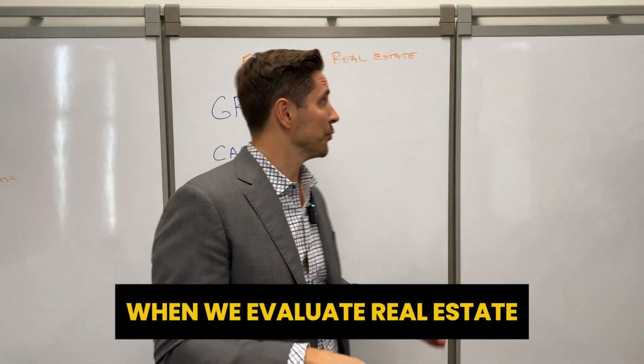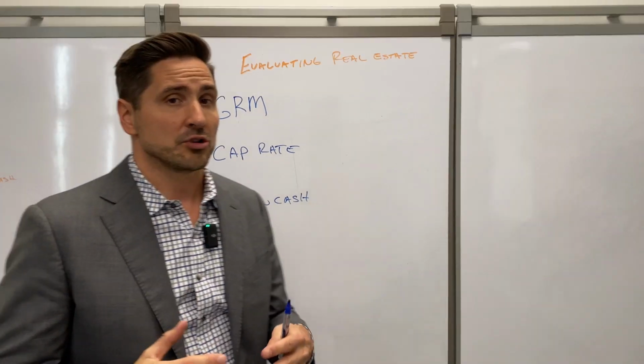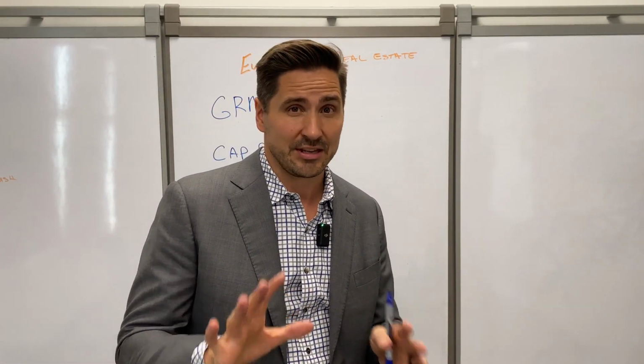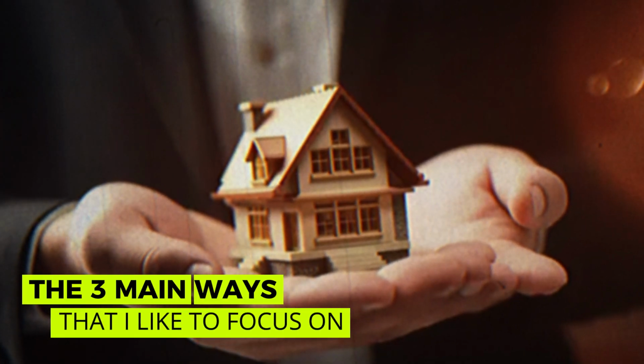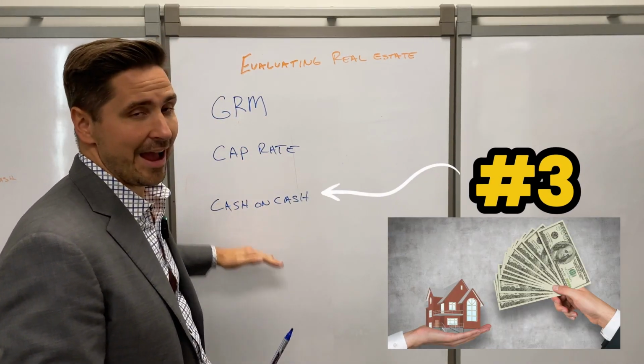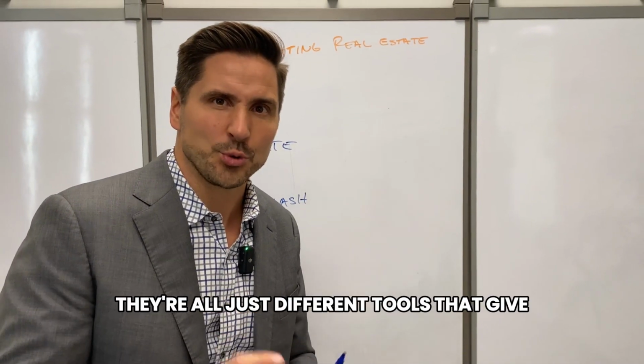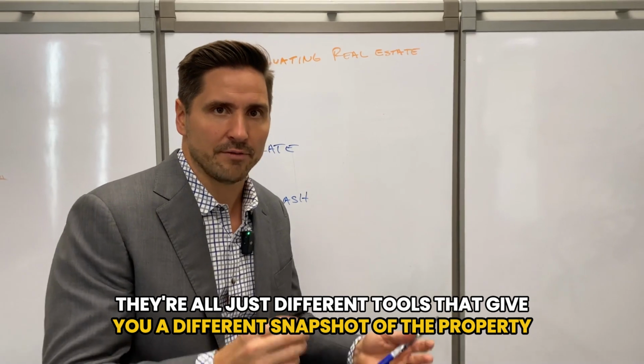So first and foremost, when we evaluate real estate, there are really 3 ways we can evaluate it. There's all kinds of different ways that people will say, but these are the 3 main ways that I like to focus on. Number 1 is GRM, number 2 is cap rate, and then number 3 is cash on cash. Now, that's not in order of importance. They're all just different tools that give you a different snapshot of the property.